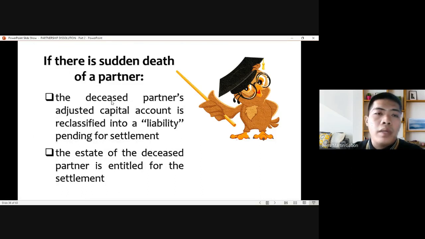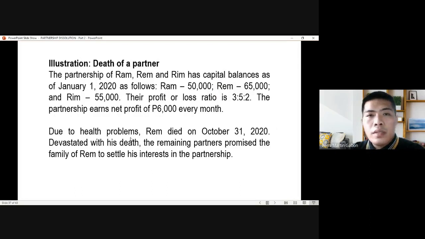The deceased partner's adjusted capital account is reclassified into a liability pending settlement, then the estate of the deceased partner is entitled to the settlement. So after adjusting the capital account of the deceased partner, it is reclassified into a liability account pending settlement. Then upon settlement, the estate of the deceased partner will be receiving. When we say estate, it refers to the surviving person of the deceased partner. So that is death of a partner.